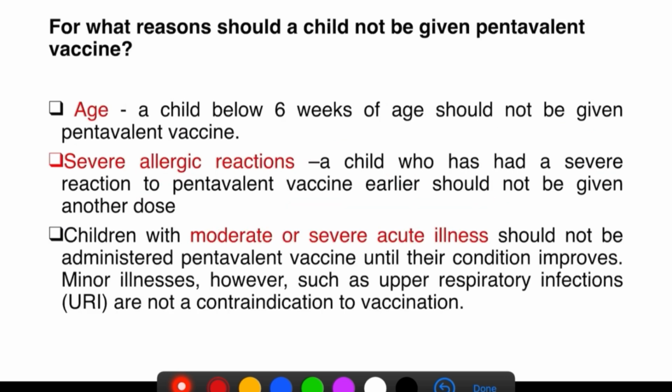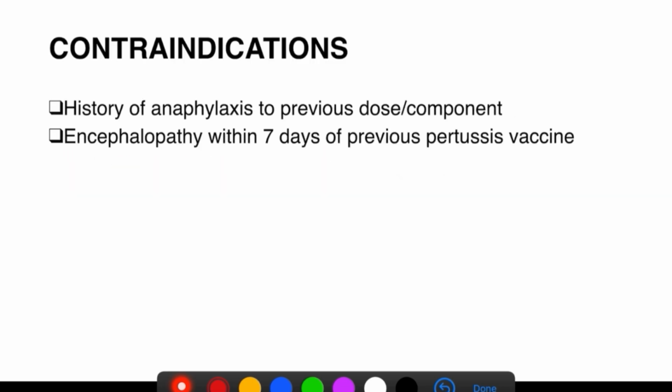What are the reasons where we should not give a child pentavalent vaccine? A child below the age of 6 weeks will not be given the pentavalent vaccine. A child who has had a severe allergic reaction in the past should not be given it. And children with moderate or severe acute illness should also not be administered the pentavalent vaccine until their condition improves. Minor illnesses like URI are not a contraindication to the vaccine. So contraindications include only those conditions where there is a history of anaphylaxis to the previous dose or a component of the vaccine, and encephalopathy within 7 days of a previous pertussis vaccine.